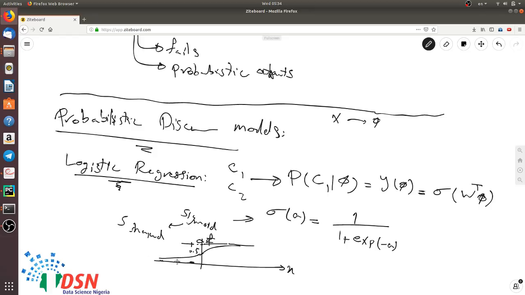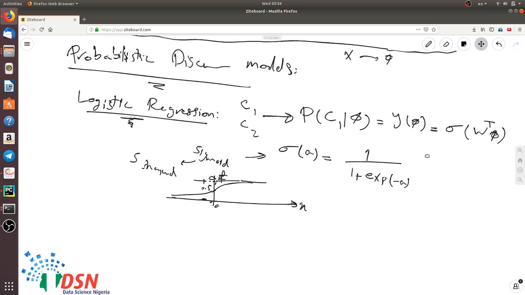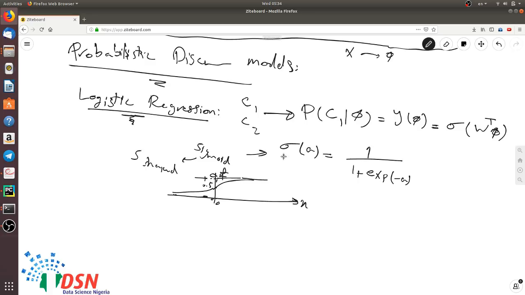Okay, so as you could see, it maps all the real axis into a finite interval between 0 and 1. So it somehow converts this into a probabilistic output, because the output is always between 0 and 1. In other words, because we have two classes, it seems that we want to approximate the Bernoulli distribution parameter.